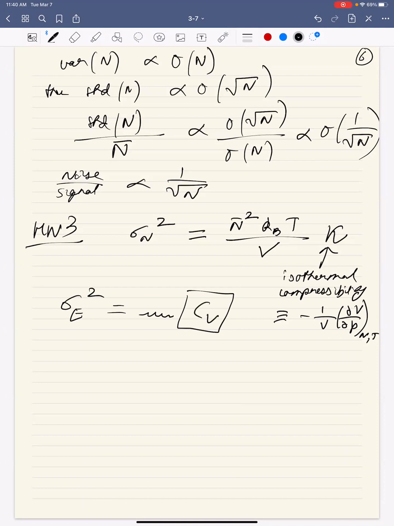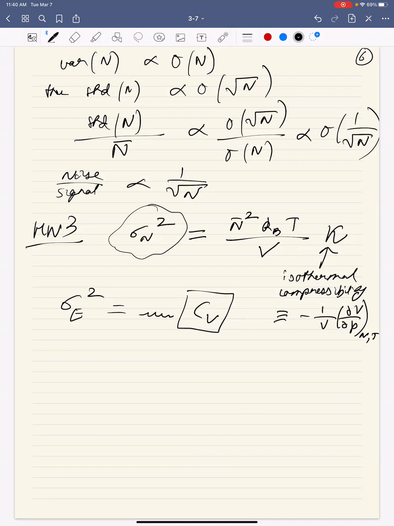So heat capacity, how do you measure it? You measure the heat capacity by pumping some heat into the system and seeing how much heat it takes to change the temperature by 1 Kelvin. Compressibility is kind of the same thing. You measure how much pressure you have to apply to a system to compress it by a certain volume. But you can measure the compressibility by just observing the number fluctuations in the system, which is kind of crazy, right? It's not obvious at all.